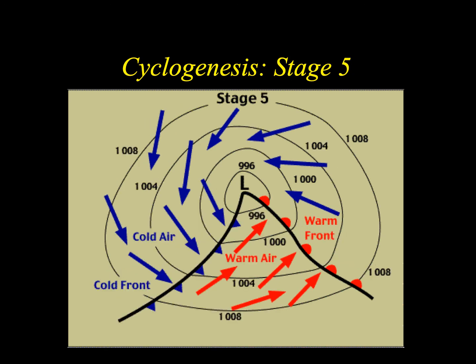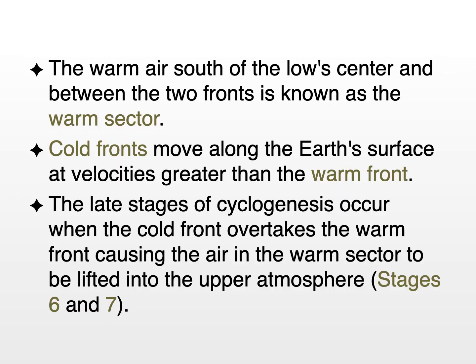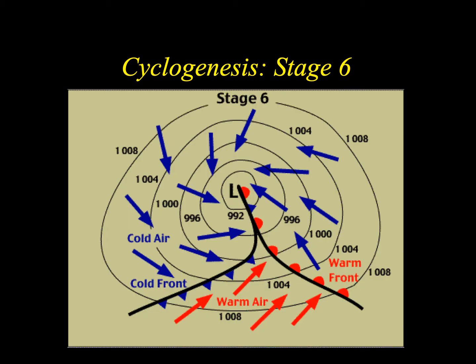In stage 5, we have the mature mid-latitude cyclone. There's warm air in between the cold and the warm front, cool air ahead of the warm front, and cold air behind the cold front. Cyclogenesis will continue. The cold front will catch up to the warm front, and we begin with occlusion occurring near the low. That's where the cold front catches the warm front. At that occluded front, you can imagine warm air is being pushed up into the upper atmosphere.